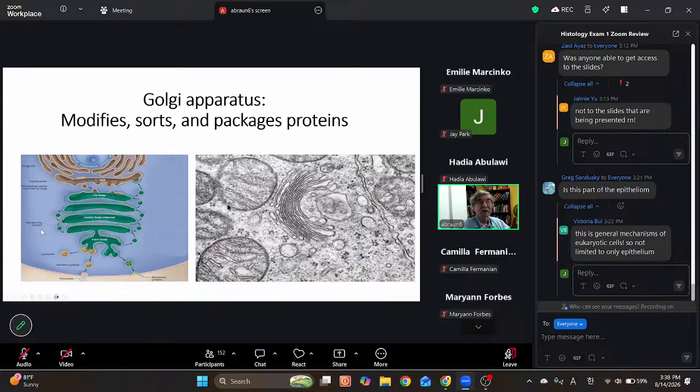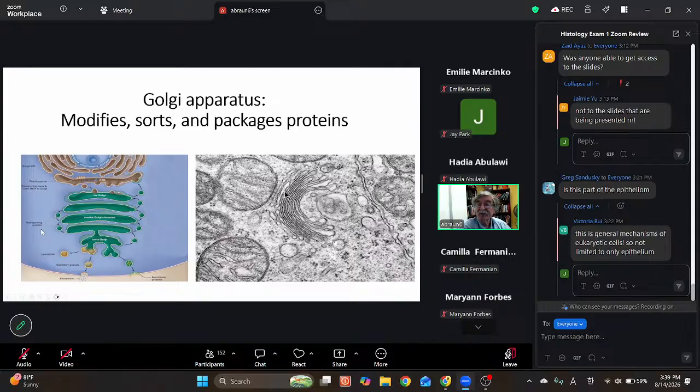Well, eventually, by the time it reaches the last stack, which is called the trans Golgi, then it's exported in a vesicle to wherever it needs to go, the cell surface, at the cell membrane, or as lysosomes, which are delivering hydrolytic enzymes for various purposes in the cell.